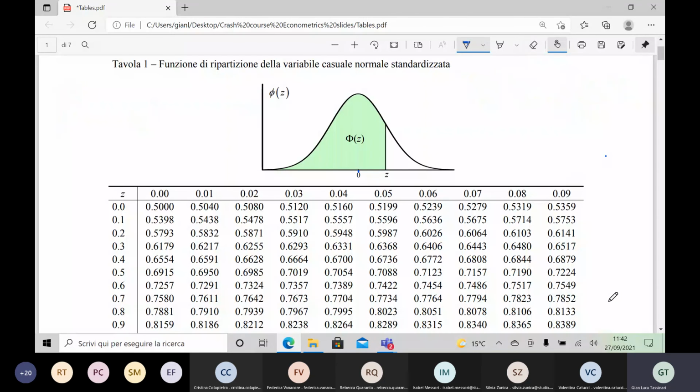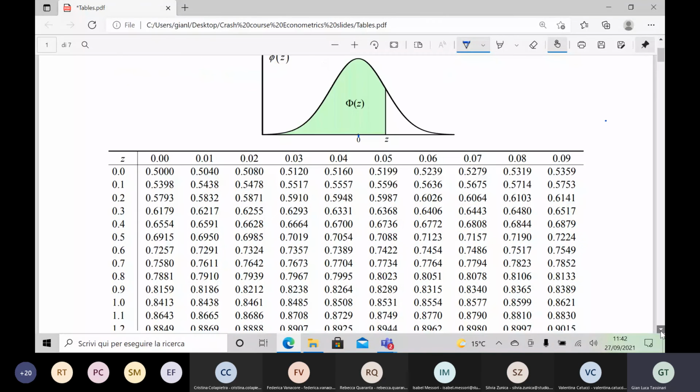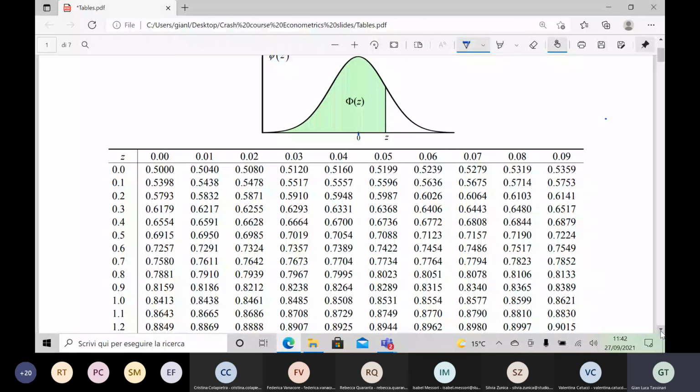So you see, with the exception of the first row and the first column, all the numbers inside correspond to this green area, where the value zeta is obtained by crossing first the column and then the row. For example, I'm asking, what is the probability that a standard normal random variable will assume a value smaller than 0.45? I repeat, what is the probability that a standard normal random variable, I write here.